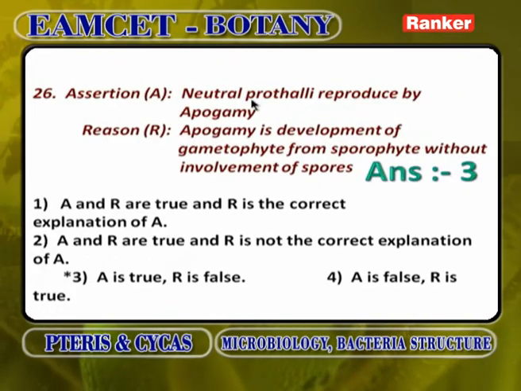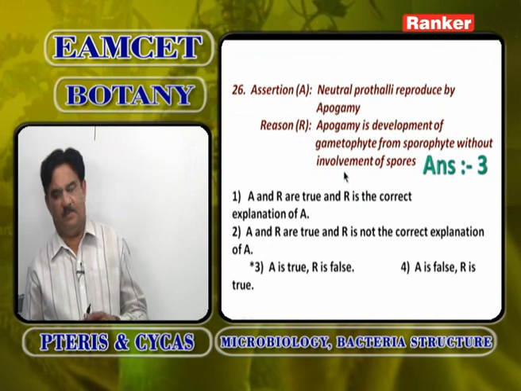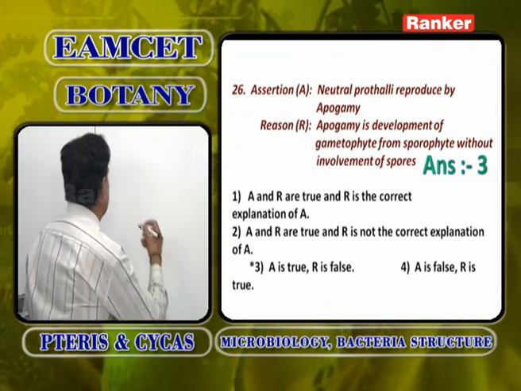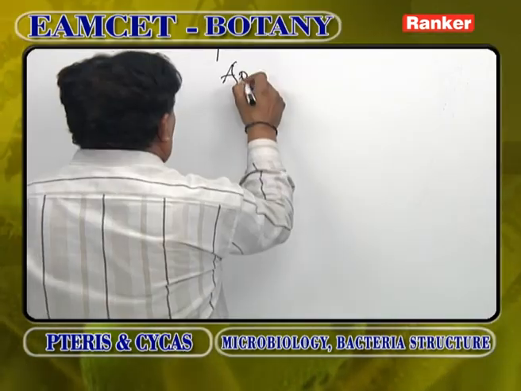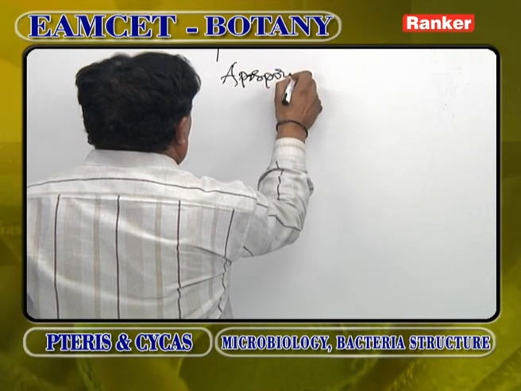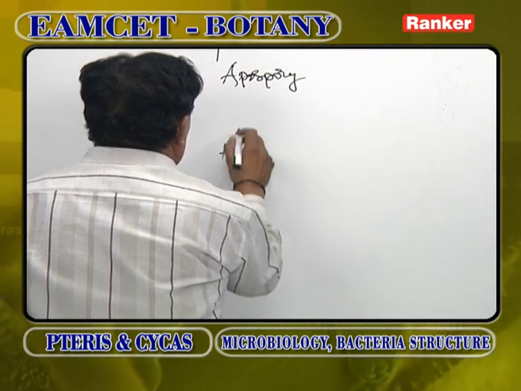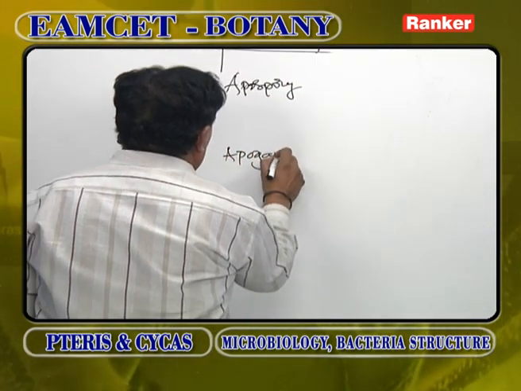Now, a special assertion and reasoning. Neutral prothalli reproduce by apogamy. Apogamy is the development of gametophyte from sporophyte without involvement of spore. Apogamy and apospory are two extrasexual methods present in Funaria and Pteris.